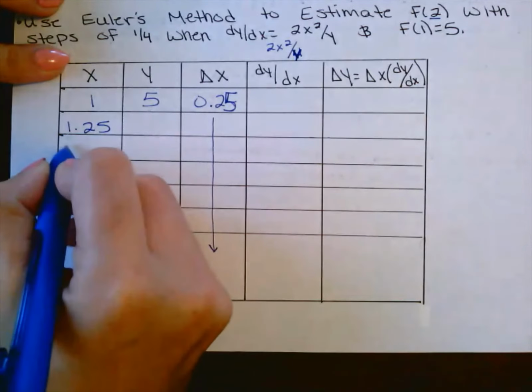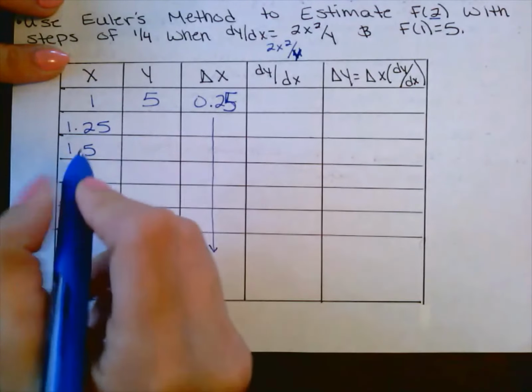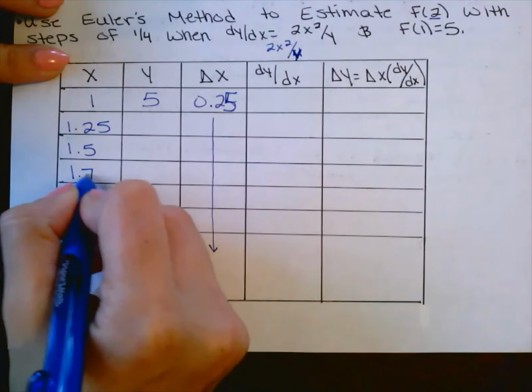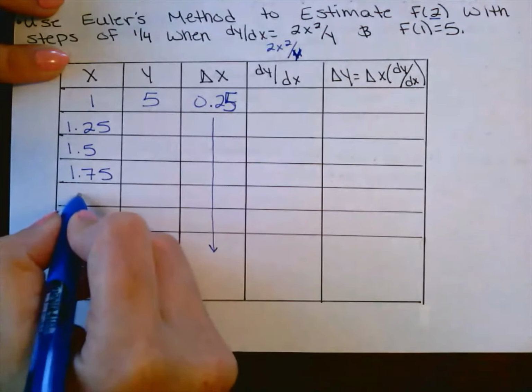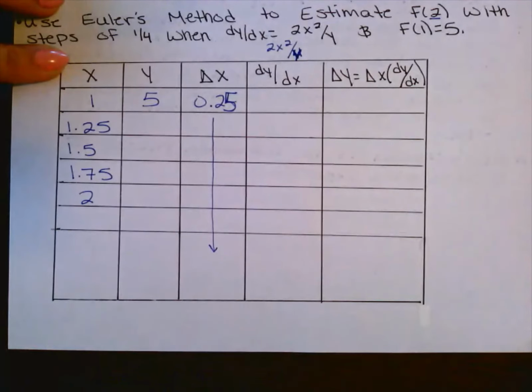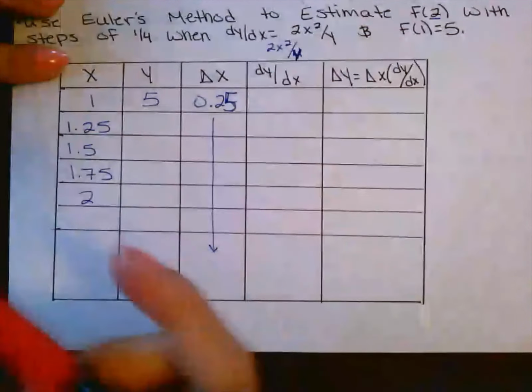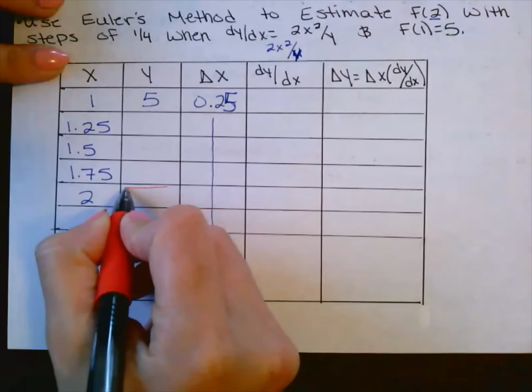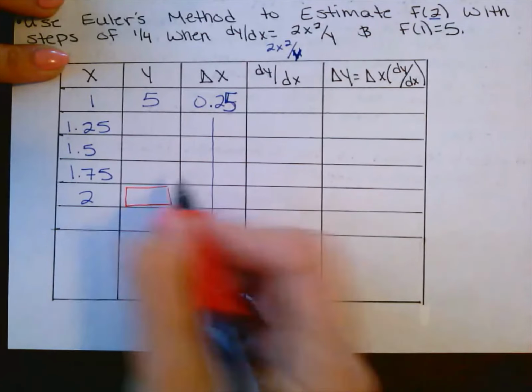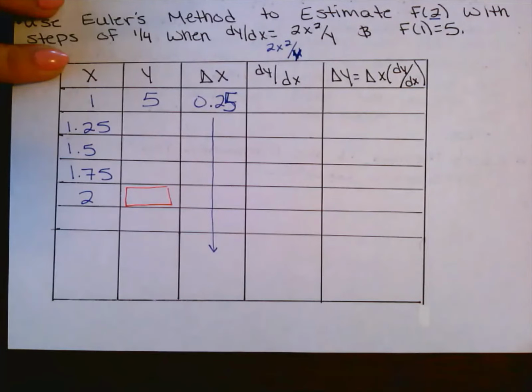So I'm going to go to 1.25, 1.50 or 1.5, 1.75, and then 2, okay? So I don't have to worry about the rest of the chart. My answer is going to be right here. So I can stop when I get to this point. So let's move on down.